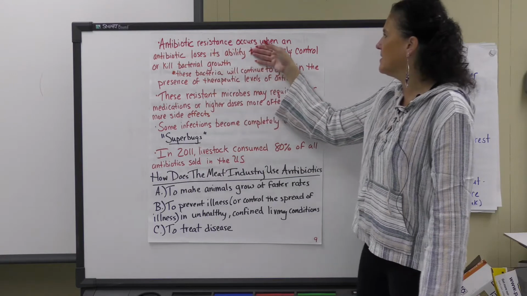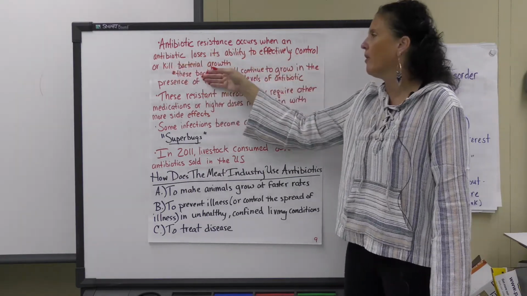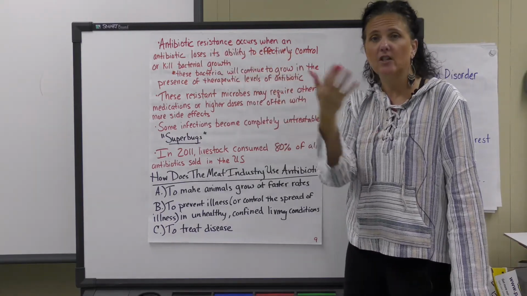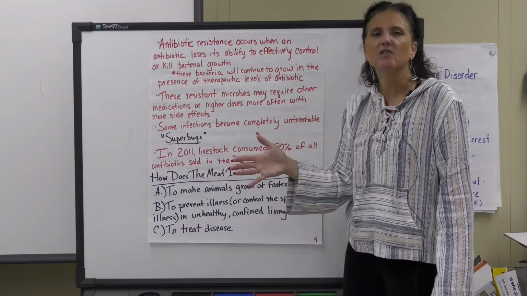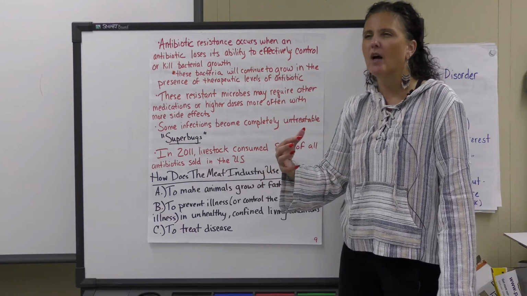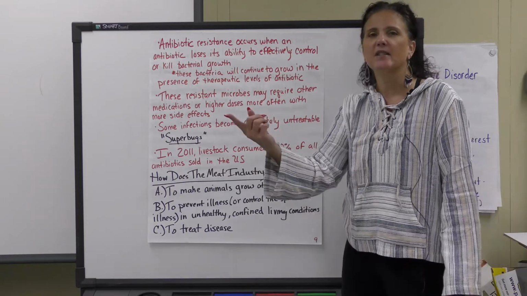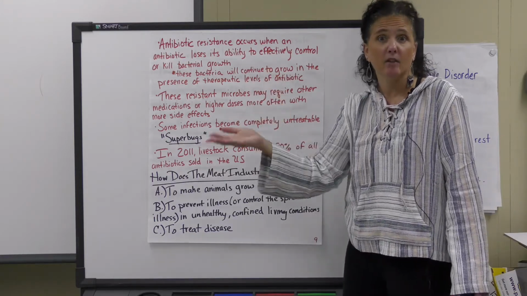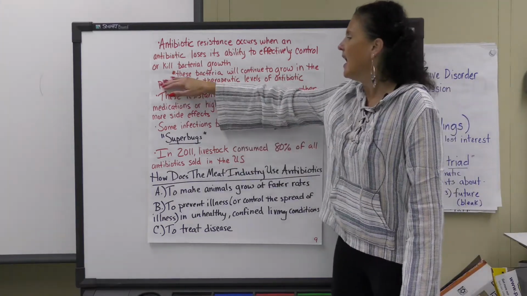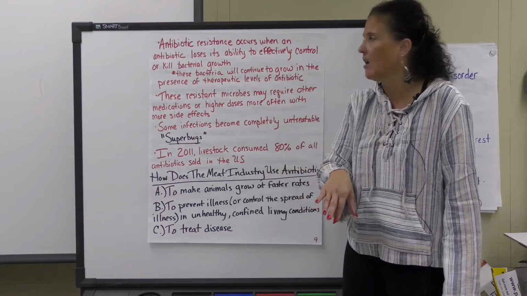Antibiotic resistance occurs when an antibiotic loses its ability to effectively control or kill the bacteria. Resistant. So you take the drug that you need to help your bacterial infection, but it doesn't work. What happened was that the bacteria is resistant to that drug, and that's how you get MRSA, right? You go to the hospital. It's methicillin-resistant Staphylococcus aureus, MRSA. So it's resistant to that antibiotic. It won't work to kill it, so now we have to find something else to kill it.